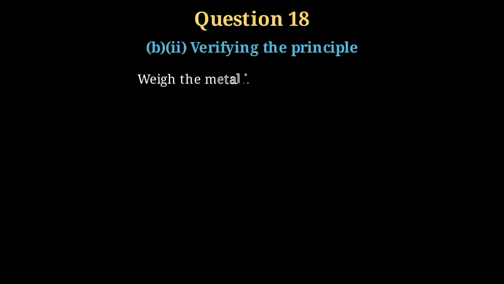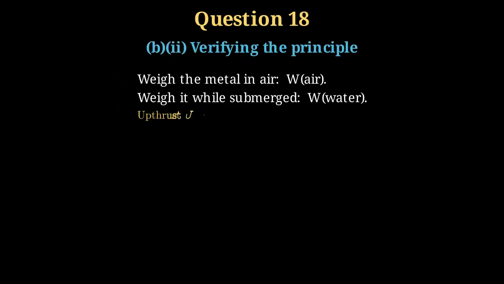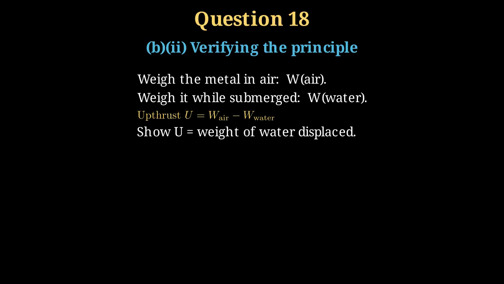Part B. 2. Now weigh the metal in air with the spring balance to get its weight in air. Then weigh it while fully submerged to get its apparent weight in water. The upthrust is the weight in air minus the weight in water. Archimedes' principle is verified when this upthrust equals the weight of the water displaced.